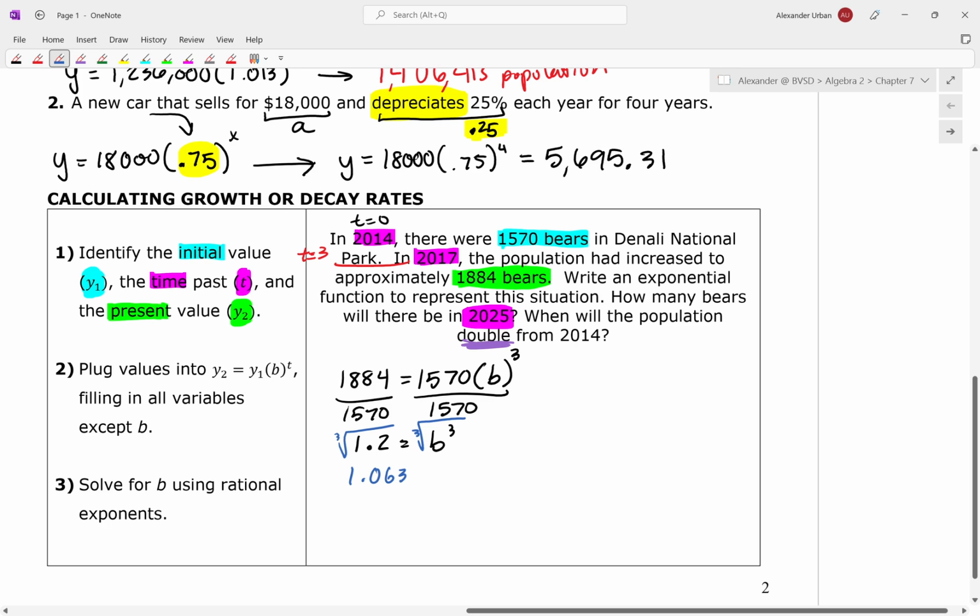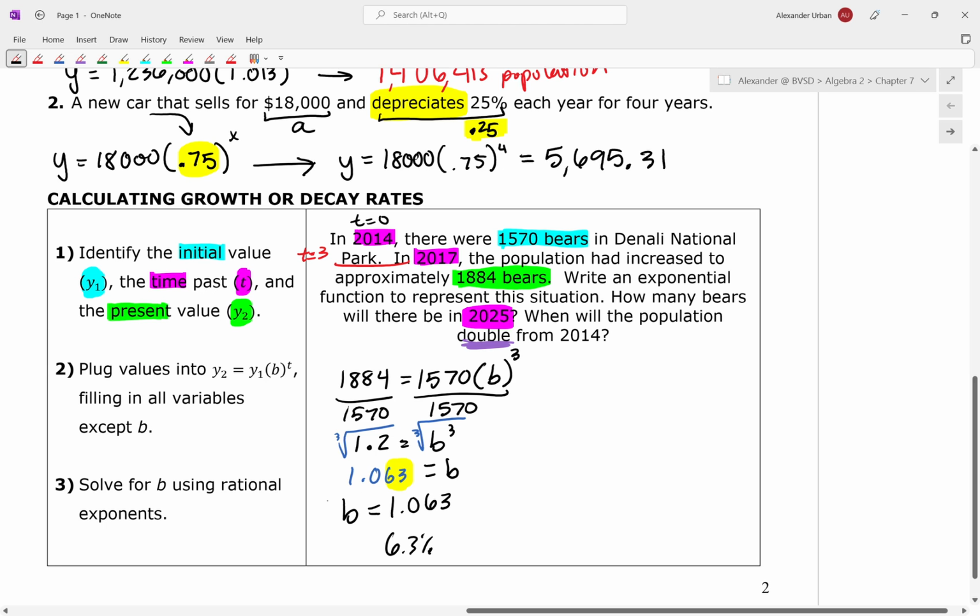And this right here is where you have to use your brain now. I know, hard, but we have to use our brains. The 0.063 is actually going to get you 6.3%. So this is now our base increase each year, even though our b value is 1.063. Our rate of growth is actually 6.3% population growth each year, which is pretty good for a bear populace.